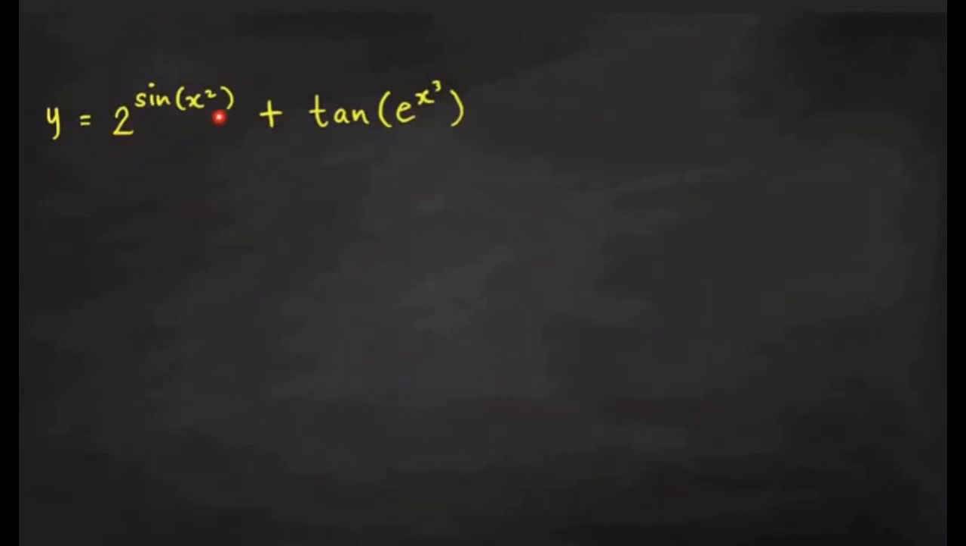Find the derivative of this function y, example: 2 raised to sine of x squared plus tangent of e raised to x cubed. Since it is a sum, we know already that the derivative of a sum is equal to the sum of the derivatives, so we just have to find the derivative of each term. So here, what formula do we need? Since this is in the form of a constant raised to a function, we need the formula for a raised to u, and then this is the tangent of a function. We need a formula for the derivative of tangent.